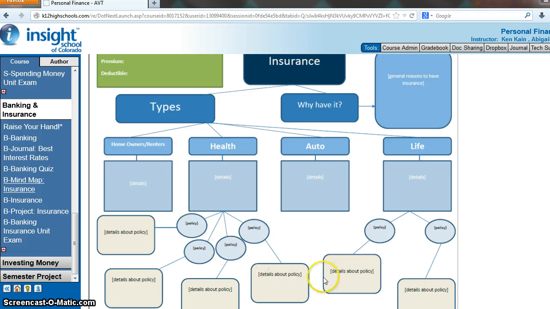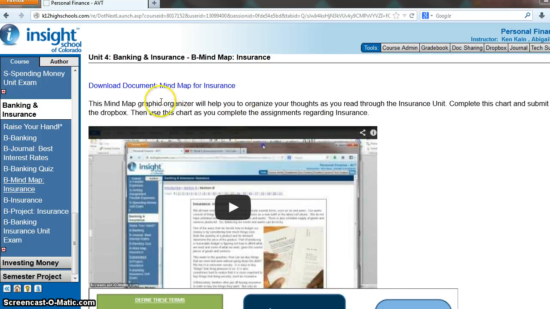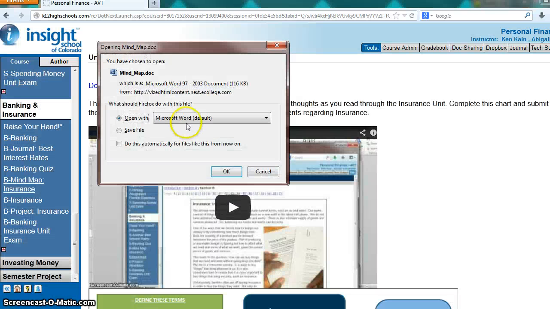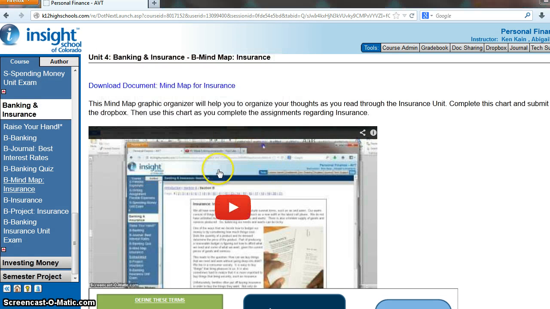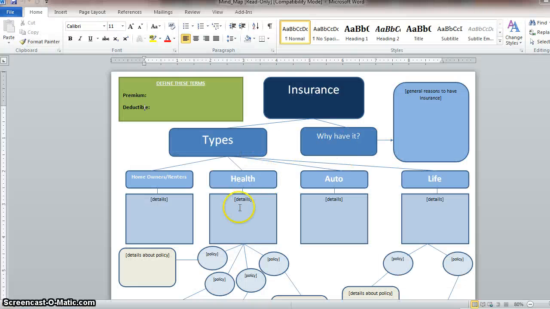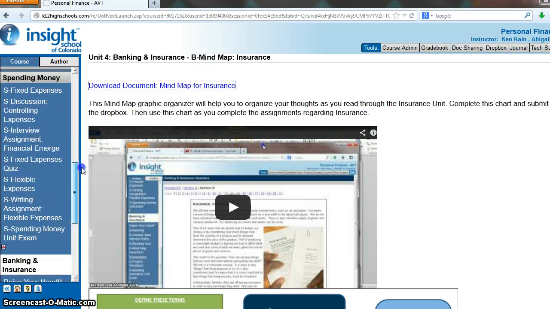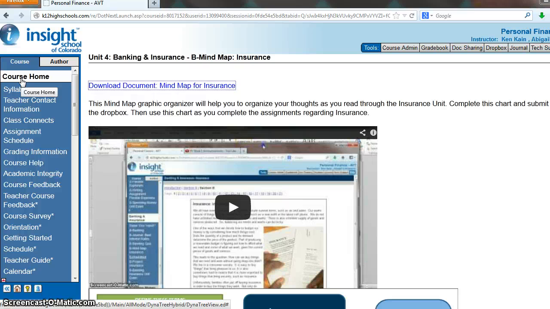So I found that it's really easier to kind of organize your thoughts with this mind map as you're reading through it. So you can download the mind map by clicking on that link here, and it's in a Word document, and so you'll just type your responses right into these bubbles and so on. So then once you have that completed, you can use that for the rest of the course to help you with the exam, to help you with the insurance project, and whatever you need to do.